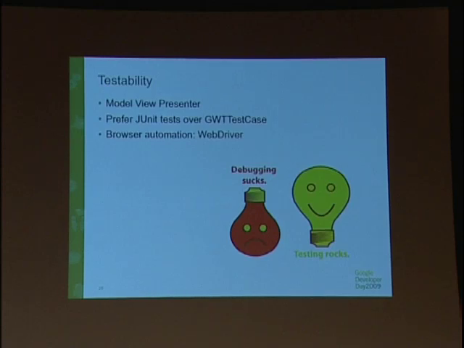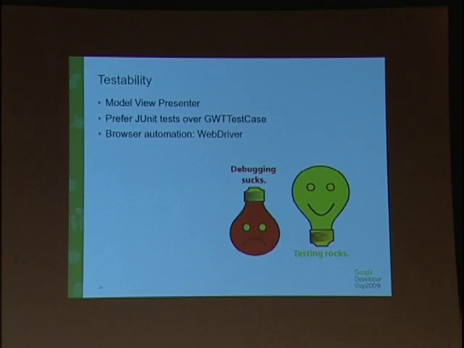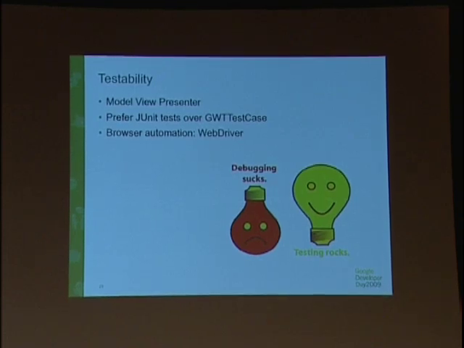So as much as possible, we've tried to use JUnit tests and plain regular Java testing to test as much code as possible. And the model view presenter pattern really makes this possible. We tried model view controller, but we found model view presenter. We got much more mileage out of it. So we thoroughly recommend you look at that pattern if you don't already use it.